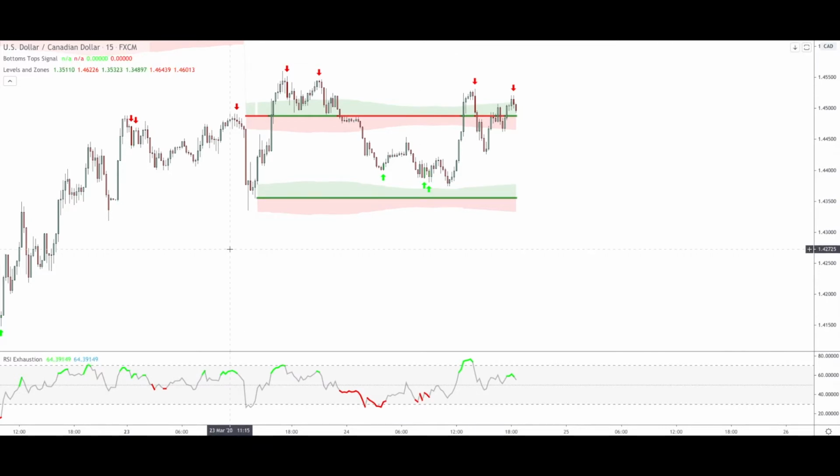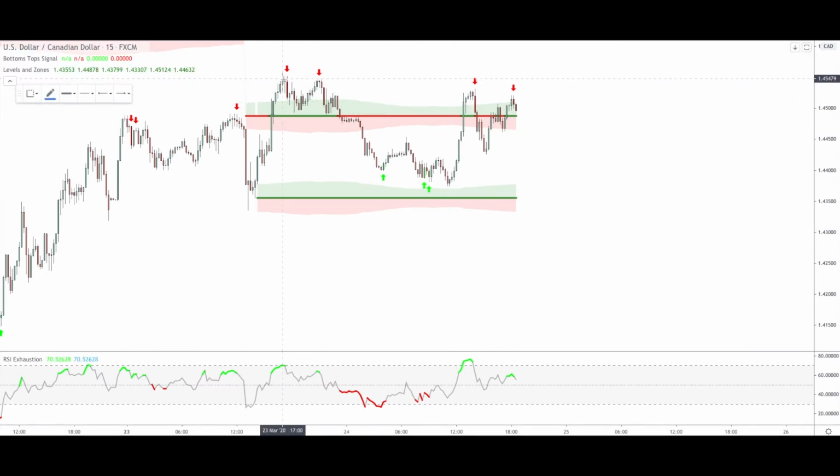Today on this pair, I'm using the bottom stop signal, the levels and zones, and the RSI exhaustion. And I clearly see one great setup here. Actually, I see 3 setups. One here, one that was here, which could have been traded, and another one which is very similar to the one that we are about to trade here. So let me show you the setups.